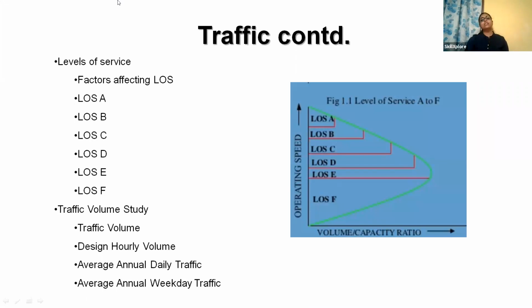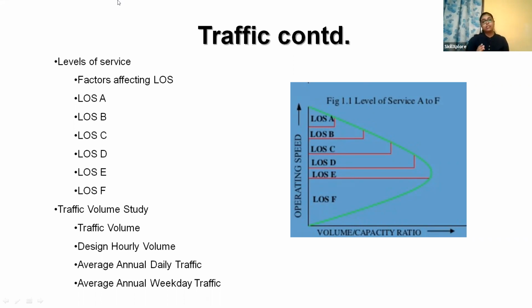And levels of service. Levels of service is another important portion, and I have seen some repeated questions from this area. Levels of service is actually a qualitative analysis of how freely a vehicle can maneuver in that area. For that, the roads are divided into 6 classes: level of service A, B, C, D, E, and F. I have included a glimpse of that area in the upcoming slides. We'll see how it is divided, and all these things we'll be discussing.